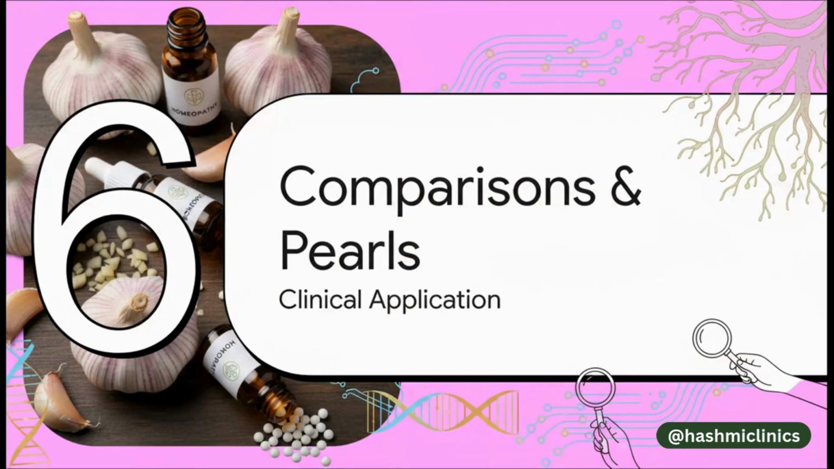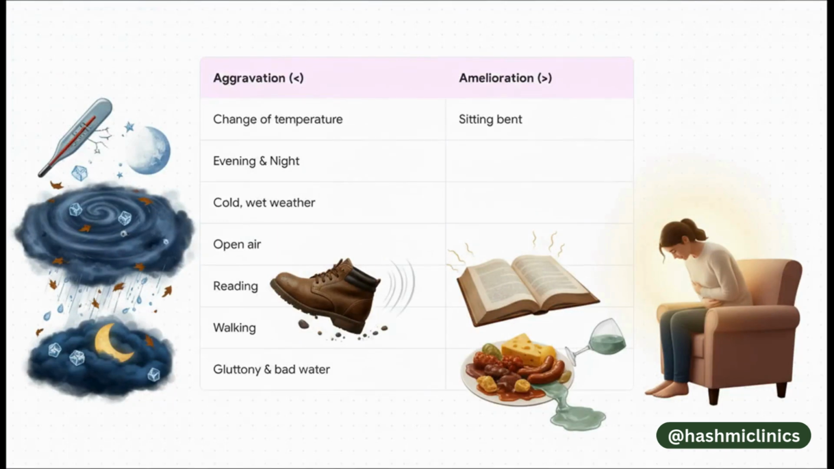Okay, finally, to really solidify our understanding, let's look at some key comparisons and prescribing pearls. This is what's going to help you differentiate the remedy in the clinic and recall its essence right when you need it most. This slide gives us a really clear summary of the modalities. So what makes things worse? Note the strong aggravations from changes in temperature, from cold, wet weather, and of course, from their dietary indiscretions. But the key takeaway for relief, especially for that abdominal colic, is not one great amelioration, sitting bent over.